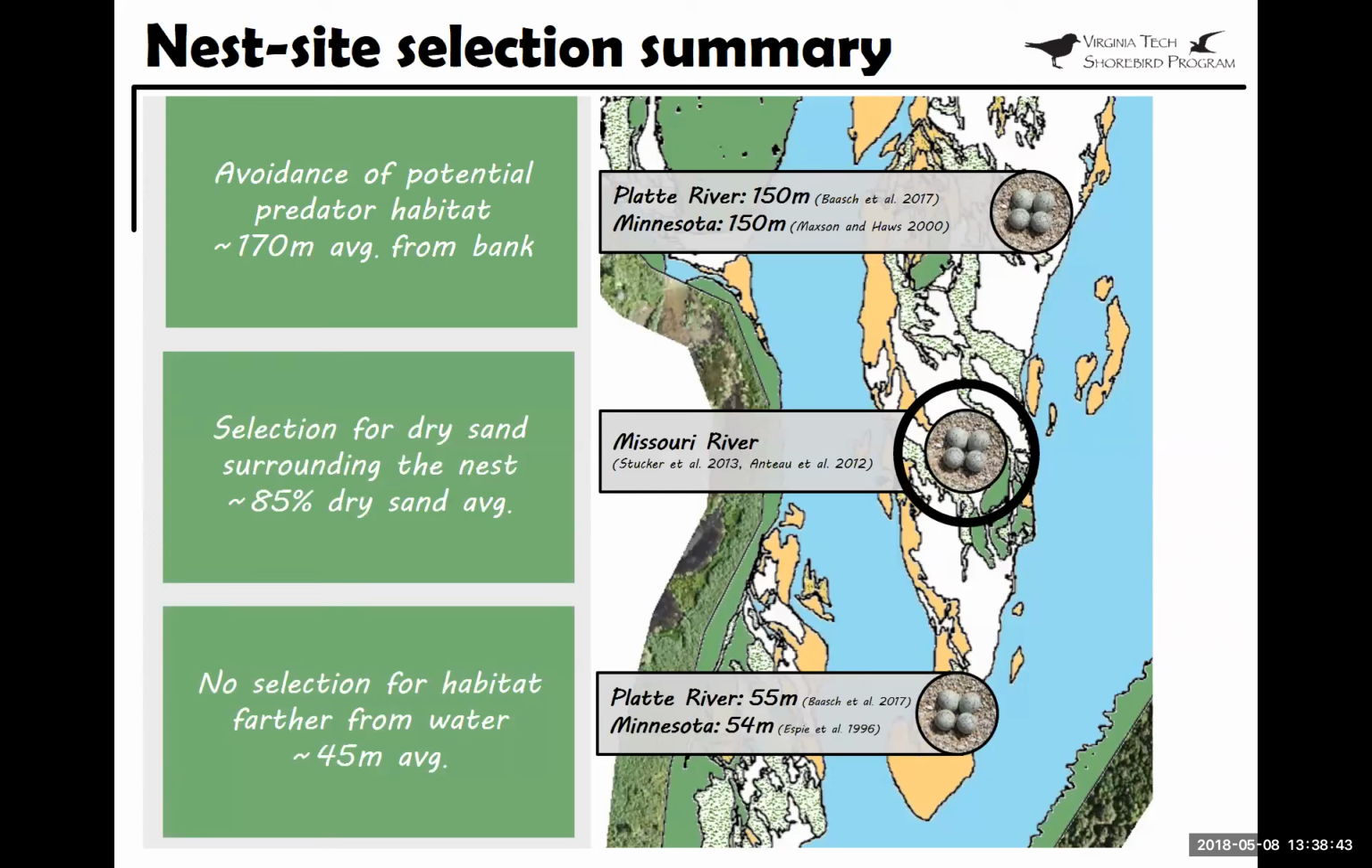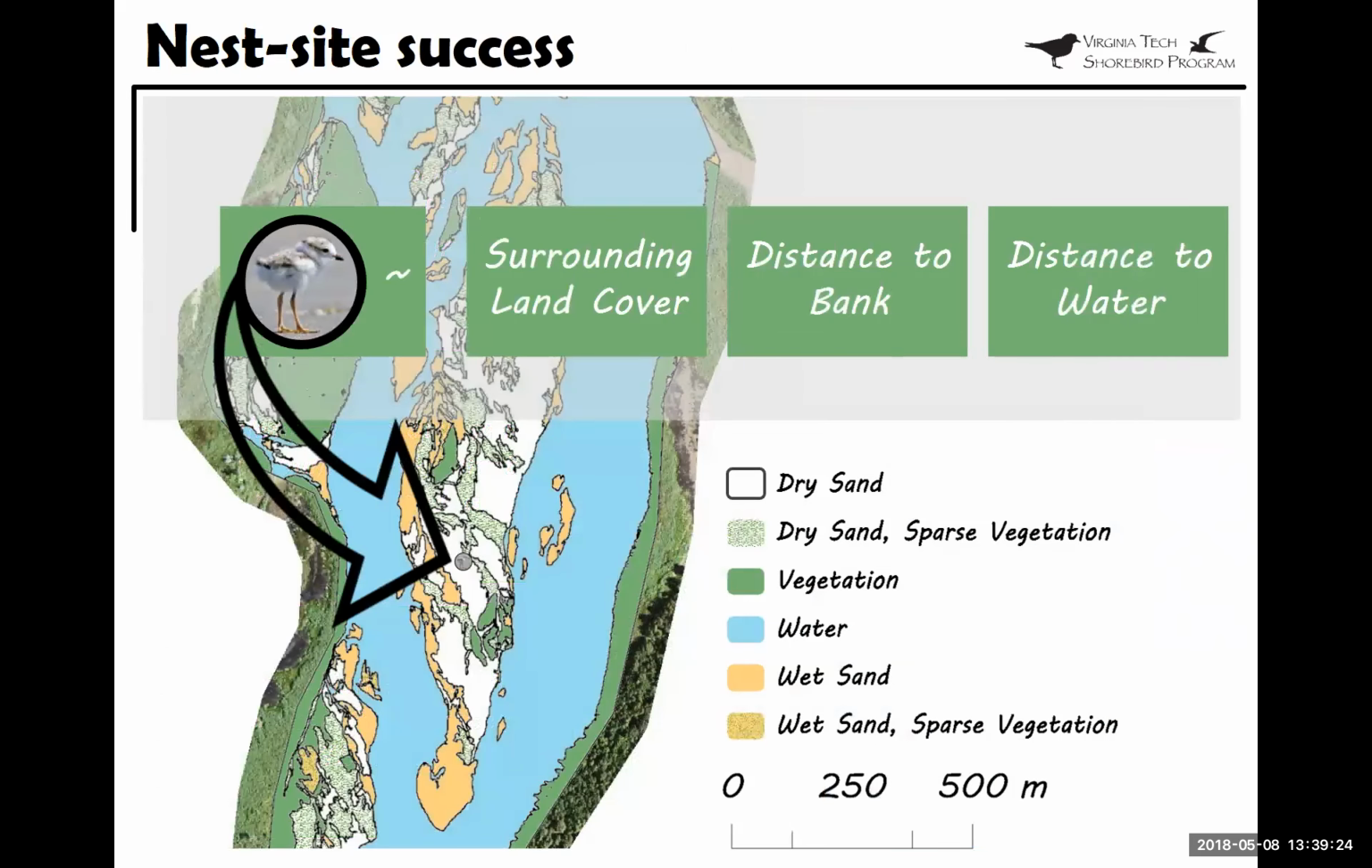And though we found no difference in the distance to water between nests and random points, nests were a similar distance from water as in other studies. Plovers may select nest sites about 50 meters from the water in order to have access to that high quality foraging habitat. Niobrara sandbars are also generally narrow, which may restrict how far a nest can possibly be from the water's edge. Overall, plovers avoided predator habitat and chose dry sand substrate, indicating some preference for elevated habitat that would be protected from flooding, but they didn't exhibit further flood avoidance by nesting farther from the riverbank than expected at random. Oh, sorry, farther from water.